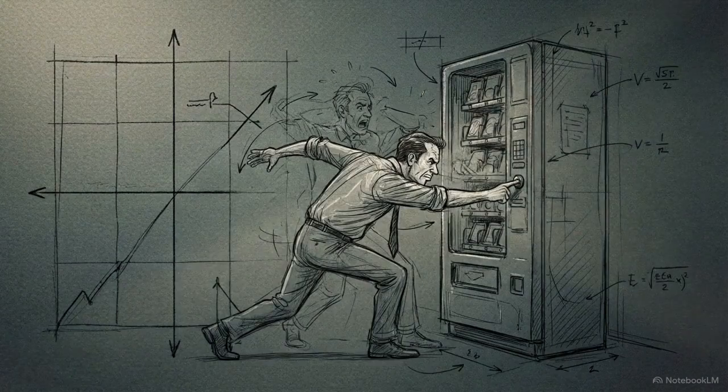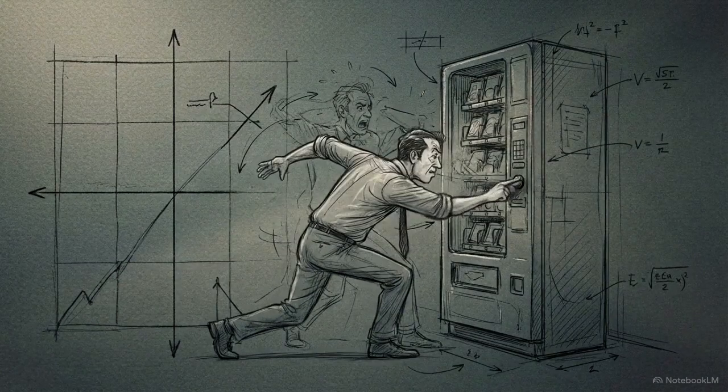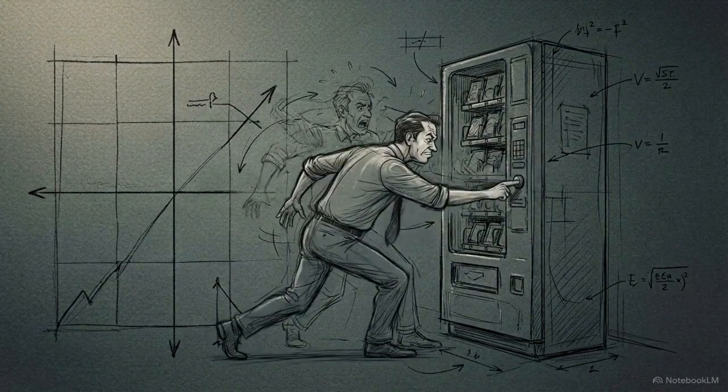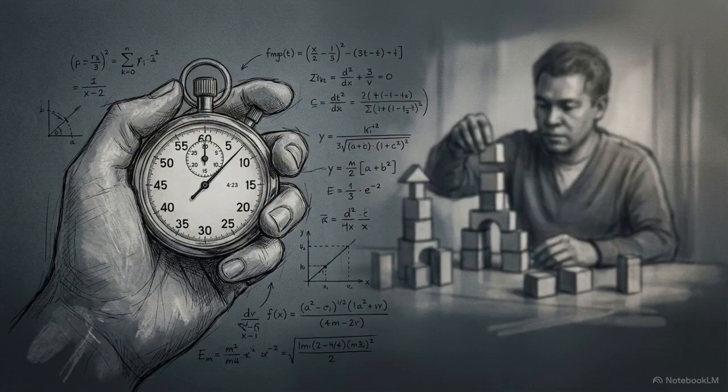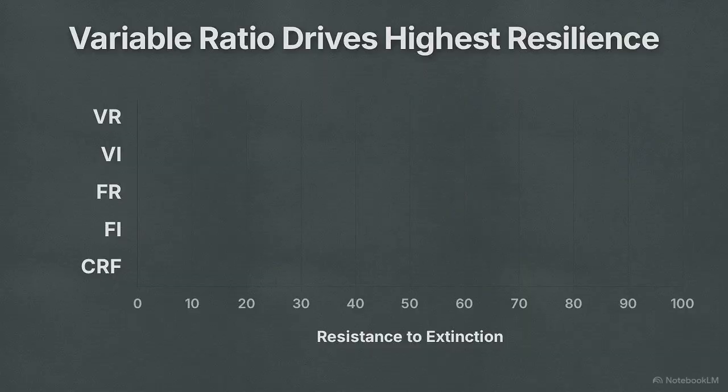Extinction occurs when a reinforced behavior no longer produces a reward. The duration a behavior persists without reinforcement is its resistance to extinction. The specific schedule of reinforcement in place before extinction begins dictates how long the behavior will survive. This chart ranks reinforcement schedules by resilience.